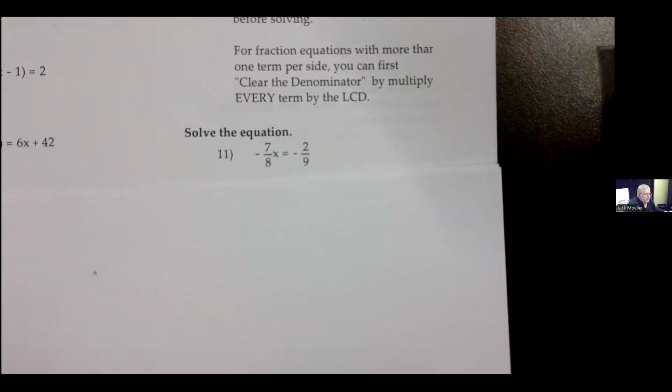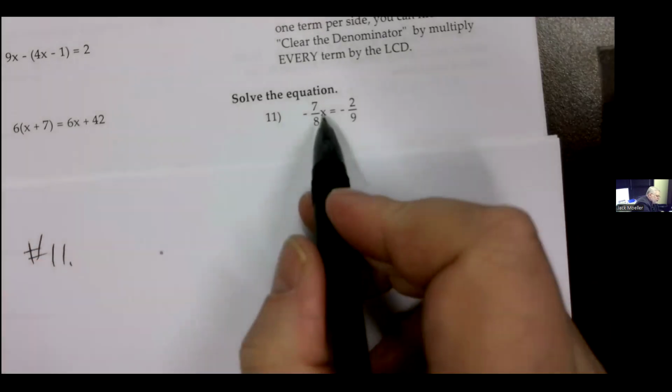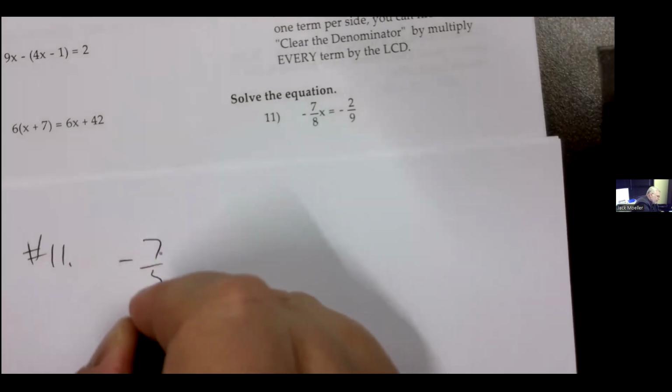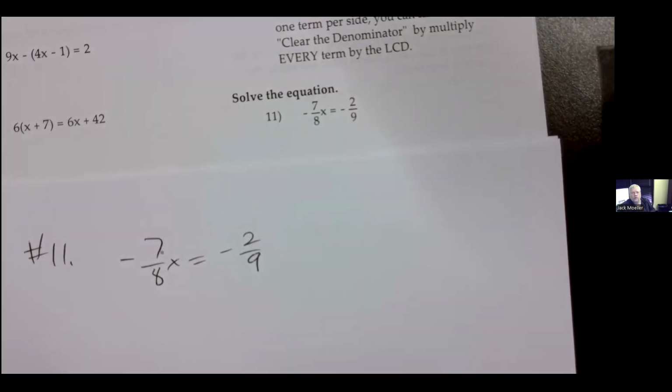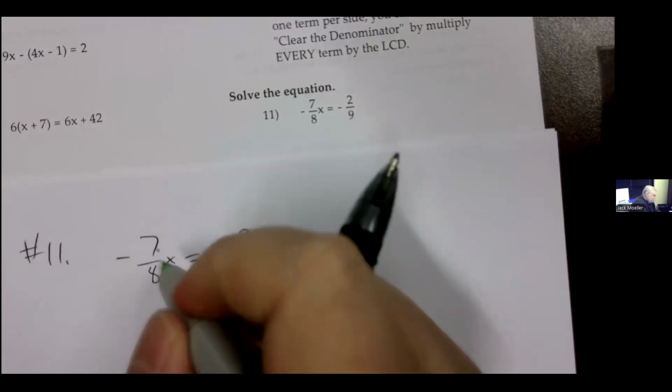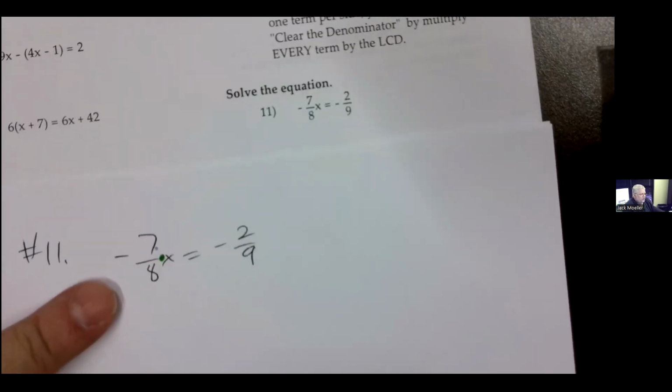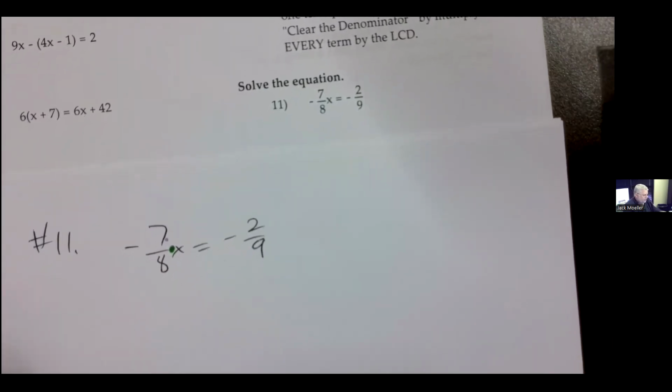Number 11. Now, technically, we could call this a proportion, because that is negative 7x over 8, which means the same thing. But let's do this without the proportion. So how do we solve this? Well, we're trying to get x by itself. So that's just negative 7/8 times x. What's the opposite? How do we get x by itself? Can't we just divide both sides by negative 7/8?